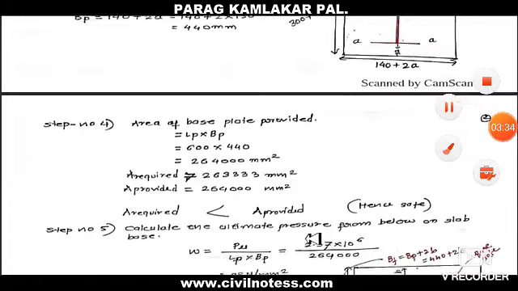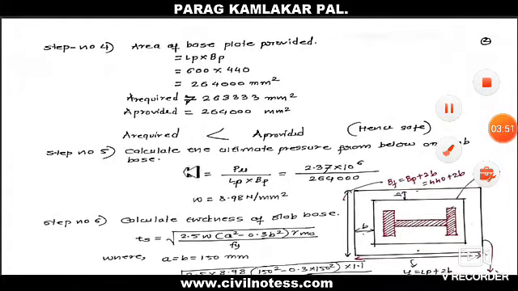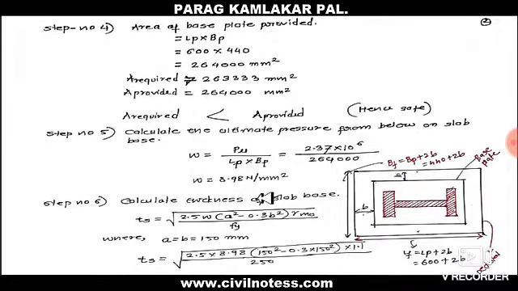Now here it is step 5, that is thickness. Before calculation of thickness we need to determine the ultimate pressure from below on the slab base, because only then can we find the upward pressure. So W is equal to the ultimate pressure from below of the slab base, which is equal to factored load into this. So put the value 2.37 into 10 to the power of 6, over 26,400. You'll get W as 8.98 Newton per mm.